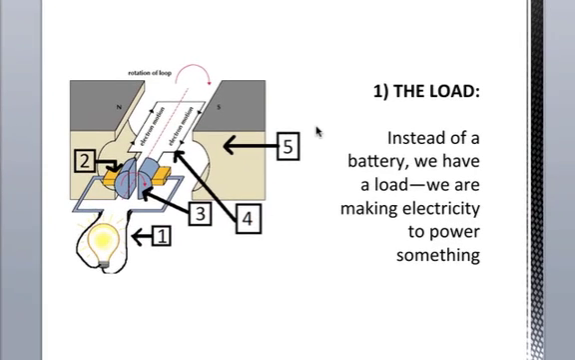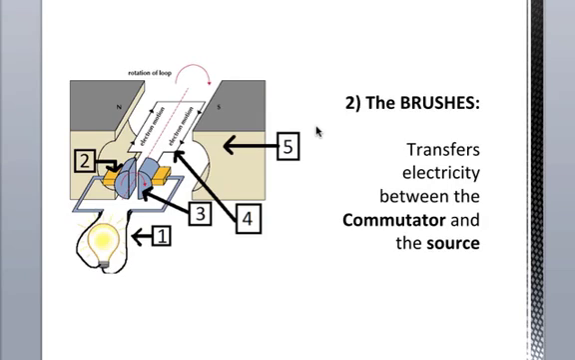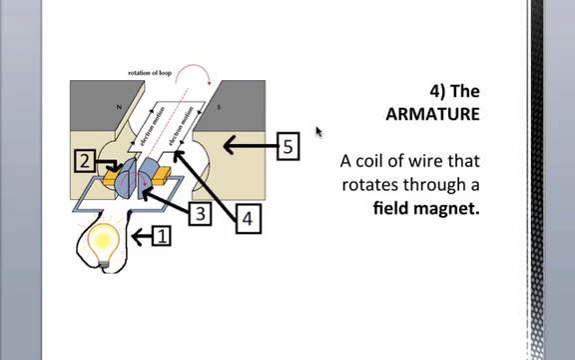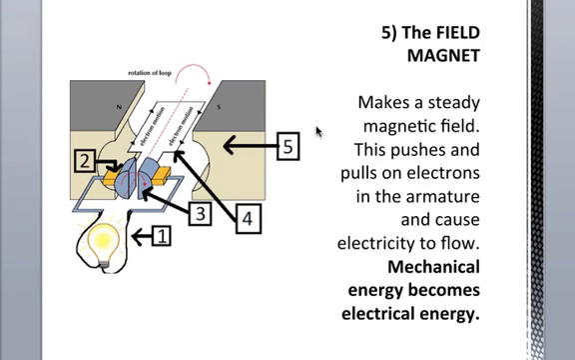So we've got our load, and this is the thing we're going to be powering, but all the other parts are the same. We've still got brushes that are pushing up against the split ring commutator. The split ring commutator still allows electricity to flow in just one direction from the armature. And we've still got this armature, which is the coil of wire rotating through the field magnet that's basically generating our flow of electricity, our current. And so the field magnets in this case are basically the thing that are pushing and pulling on the electrons inside the armature and causing electricity to flow. So in effect, mechanical energy becomes electrical energy.